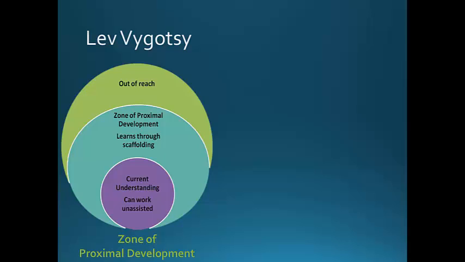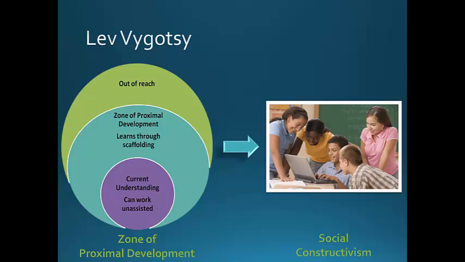While Vygotsky shared some of Piaget's views, he was more interested in how our intellectual development changed and evolved from birth until death, and he placed more emphasis on the social aspect of learning. It is because of this interest in the social aspect of learning that Vygotsky is credited with social constructivism.